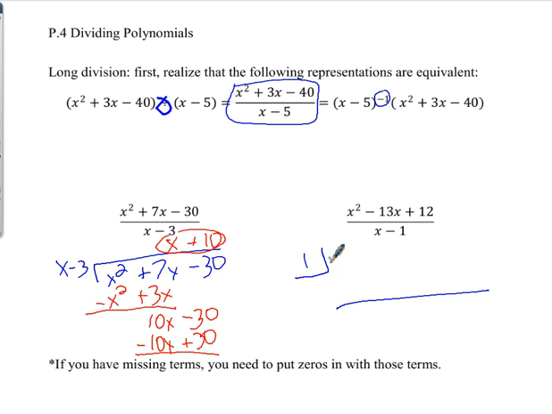All right, and then outside the box, across the top, I need to write all my coefficients. So it's going to be 1, -13, positive 12. I don't need to include any zeros because all my terms are present. What do I do now? The 1 comes down.